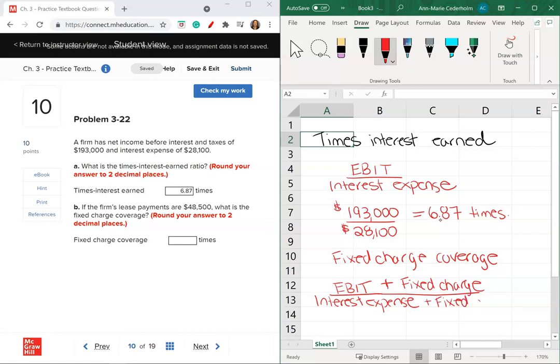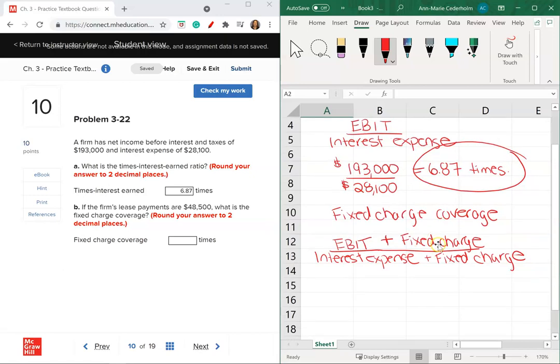So when we do this, it's actually going to decrease the amount of times or the amount of income we have to pay our interest expense, plus cover any fixed expenses. So I'm going to assume my answer is going to be less. So I'll take my earnings before interest and taxes of 193 and divide that by my interest expense of 28,100. And the question tells us that the firm's lease payments are 48,500. So that's our fixed charge.